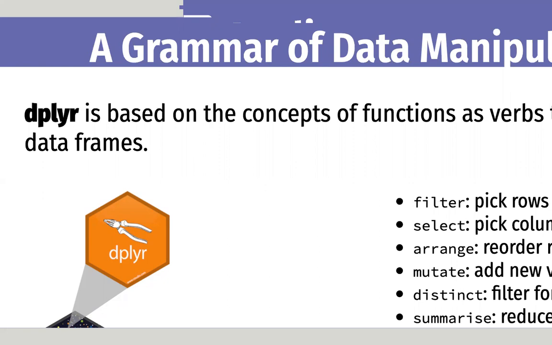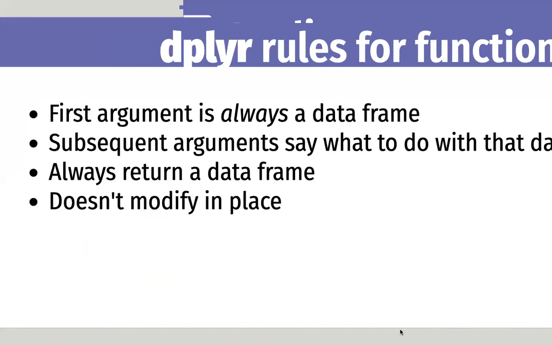Arranging, which will be to reorder, so that's like sorting. Mutating will add new variables. Distinct is going to filter for unique rows. This is commonly done if you're trying to only pull out maybe one observation per individual. And summarize, which will reduce variables to values. There are a lot more functions that you can use, but these are going to be the ones that we talk about today, since for most data cleaning purposes, this is what will serve you pretty well.